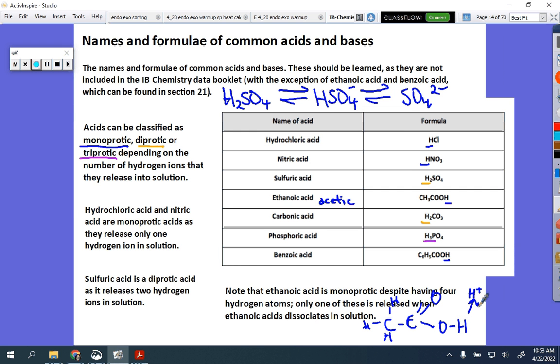So this is only a monoprotic acid. Even though it's got 3 other hydrogens, those hydrogens are not going to act in that way. It's only got one that it's going to lose as a proton, the only one that's going to be released in solution.